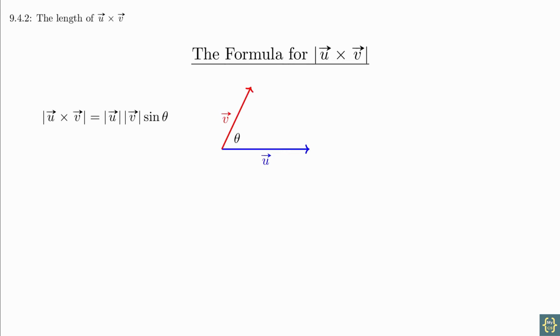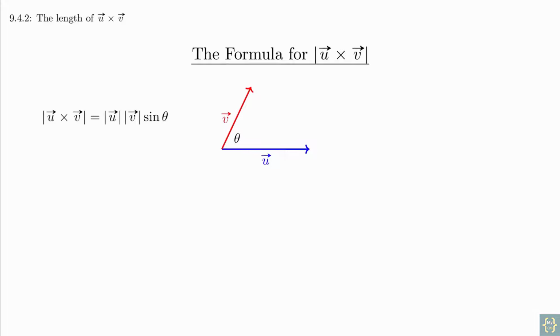The magnitude of u cross v is equal to the length of u times the length of v times the sine of the angle between them. Again, the angle between vectors is defined to be the angle created when the tails are put together. We're going to focus on the consequences of this formula.